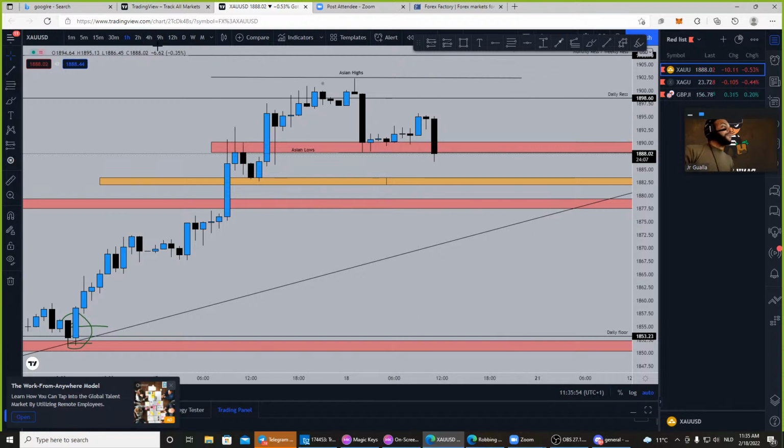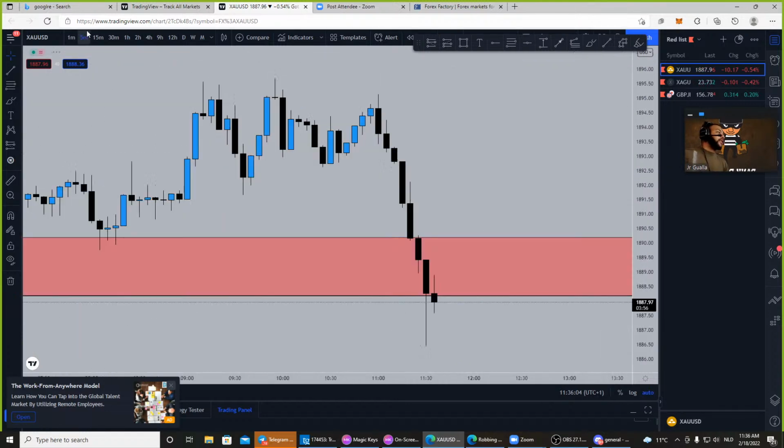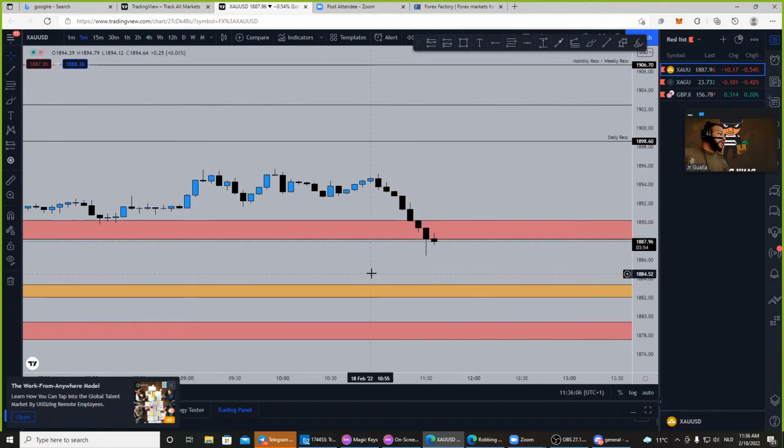There you go. Kind of want to see what it's doing in there. See what we're doing here at this 1 hour support. It's already having troubles. But this is gold.